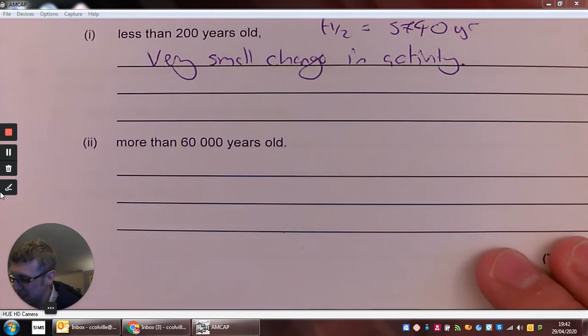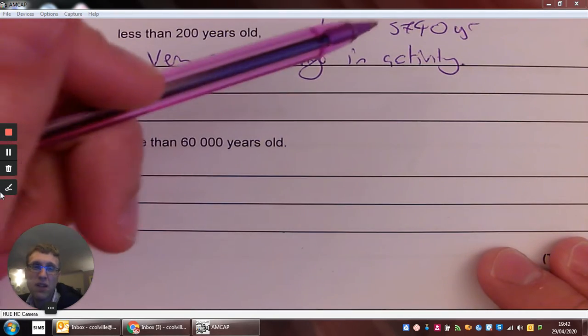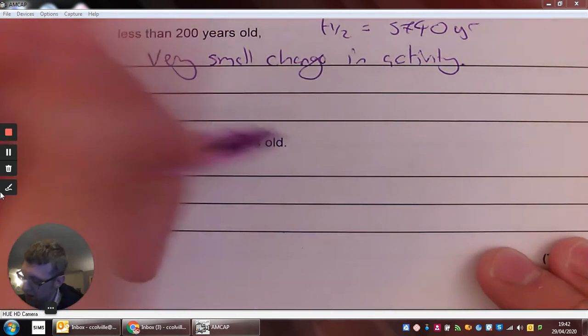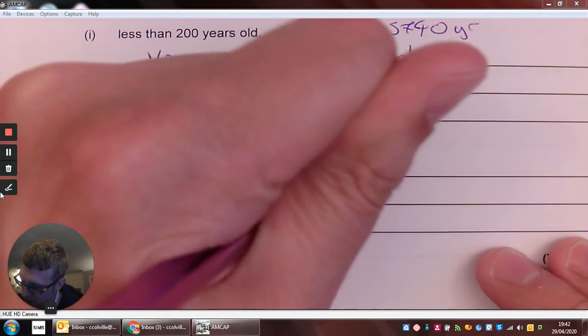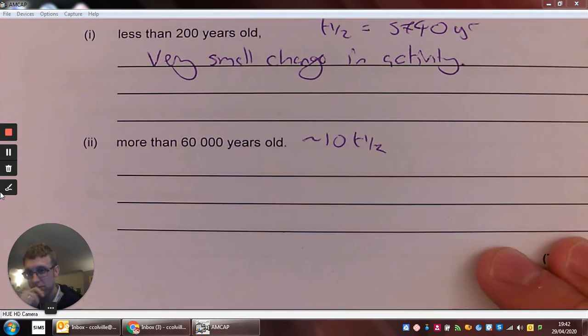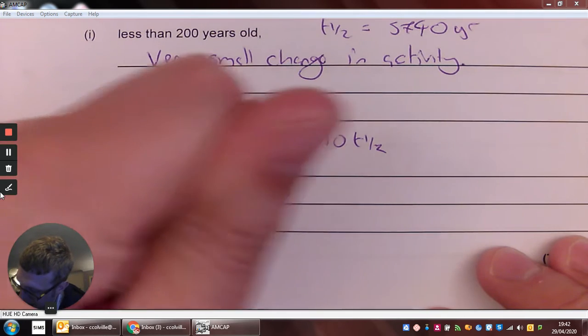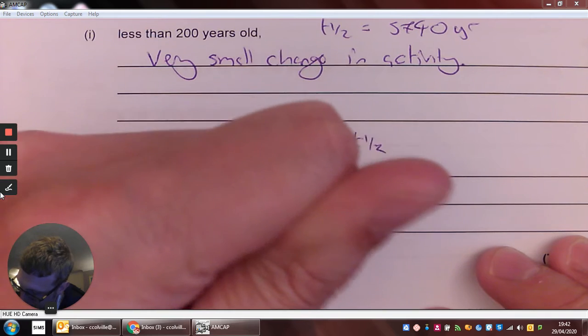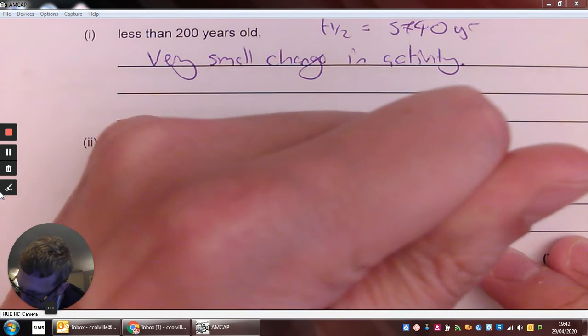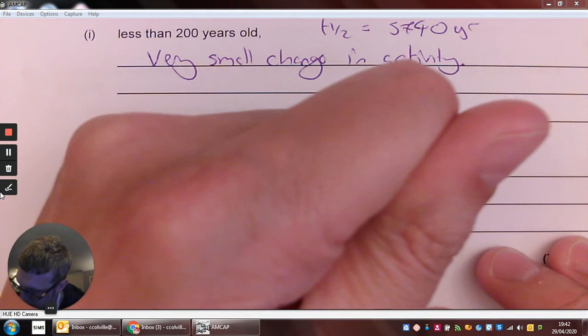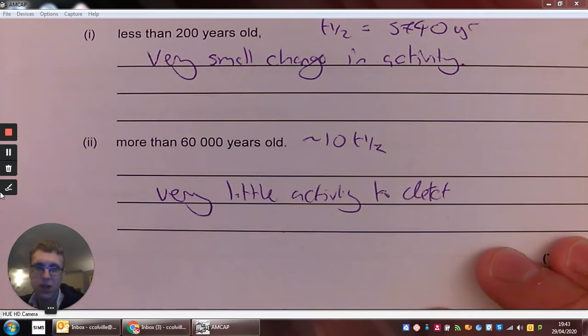If it's more than 60,000 years old, well, my half-life is roughly 6,000 years. So this is looking at roughly 10 half-lives. If it's gone through 10 half-lives, well, there's going to be very, very little of the radioactive carbon-14 left. So here, there'll be very little activity to detect. Helps if I can spell.